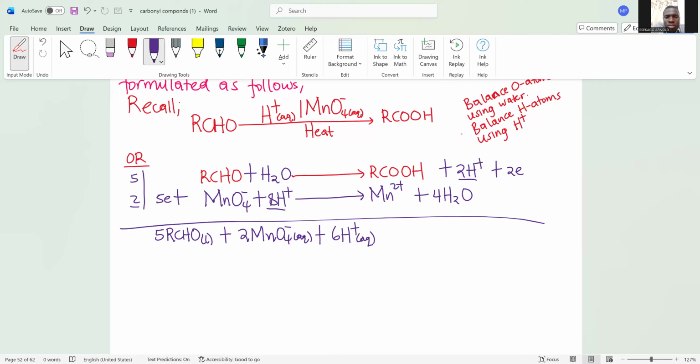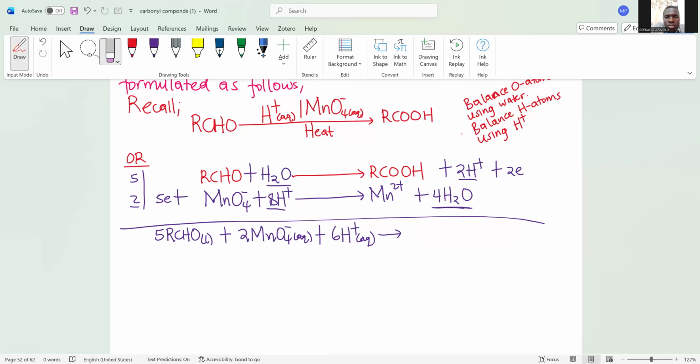Then you look at water. I have 5 times H2O. However, down here I have 2 times 4, those are 8 water molecules. So I have too much water on the right. Therefore, 5 has to come on the right. I am going to deal with that later on.